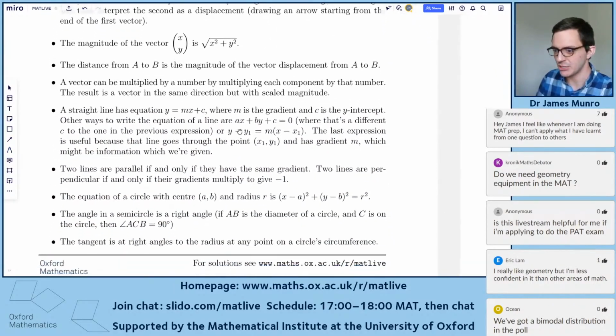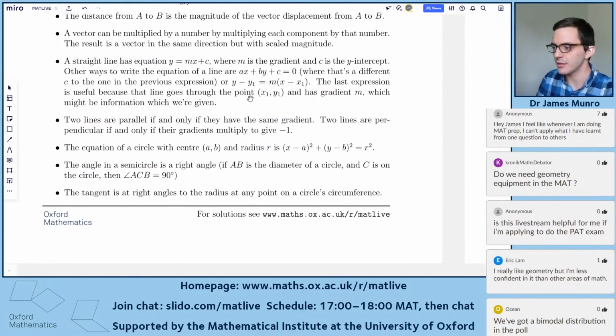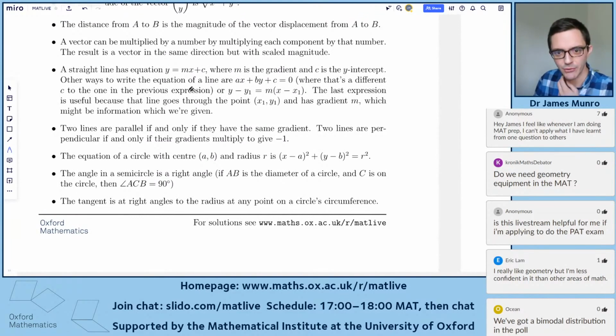Good. Distances, magnitudes. Yeah, the thing I want to talk about, I think, is some straight line stuff. I've put it on the revision section as well. Facts about straight lines, different ways to write down the equations of straight lines. I've got at least 3 that I could think of. Maybe people in chat can think of other equations for straight lines.